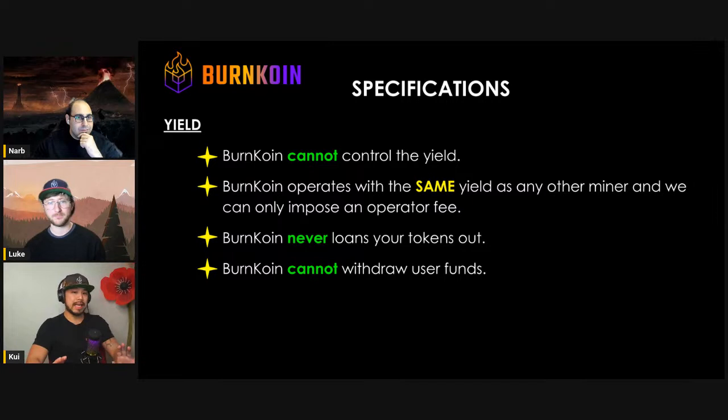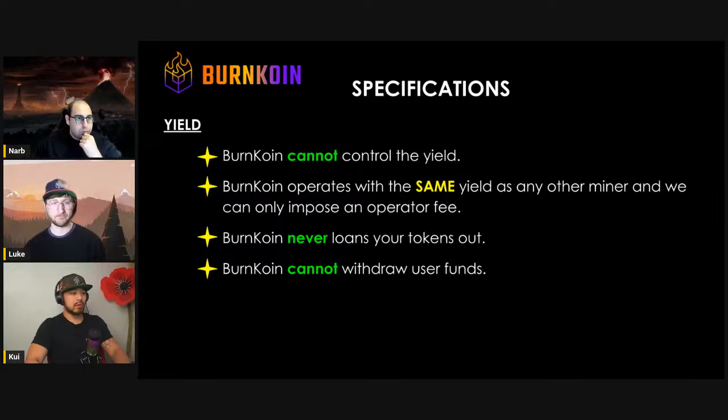So Burncoin cannot control the yield. If you're participating in some centralized exchange staking system, you're not really sure where the yield comes from. Burncoin cannot change the yield when it comes to Koinos. That's because Burncoin operates at the exact same yield as any other miner on the system. The only thing we do is impose an operator fee.